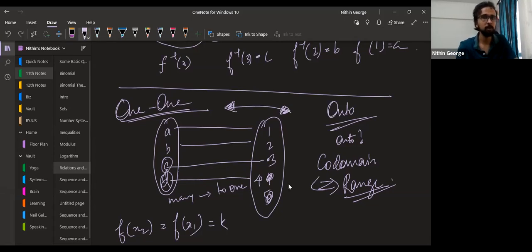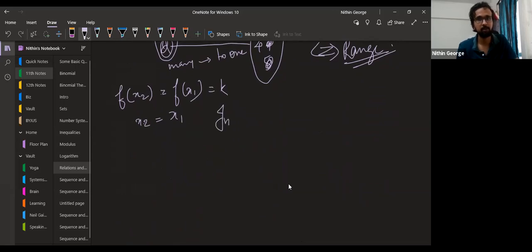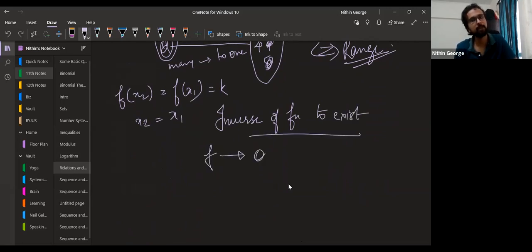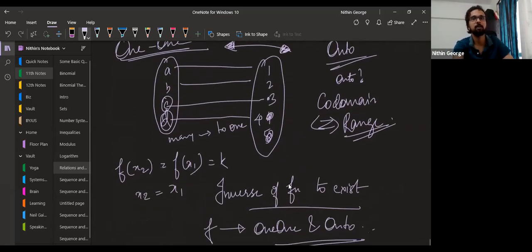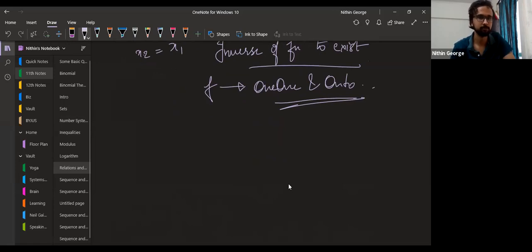Now, for the inverse of a function to exist, f has to be 1-1 and onto. Okay. Can you tell me why should the inverse not exist if it's not 1-1? Or why does it have to be 1-1 for the inverse to exist? Inverse is also a function. It's like defining a function. Why does it have to be 1-1 for a function to exist as an inverse function? What will happen?